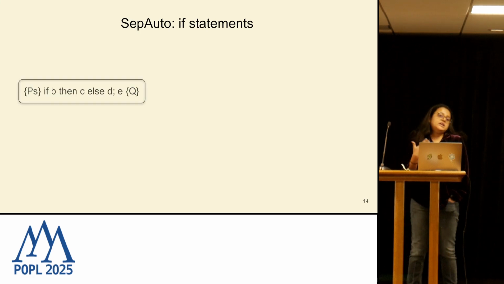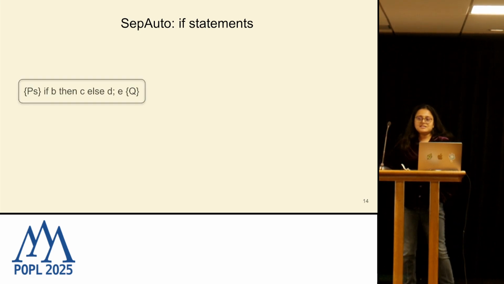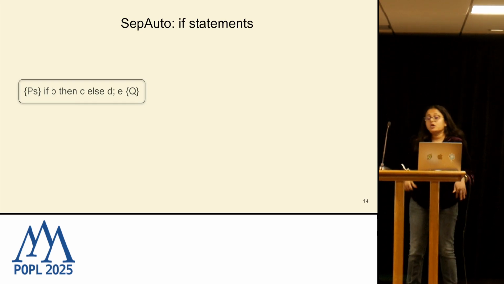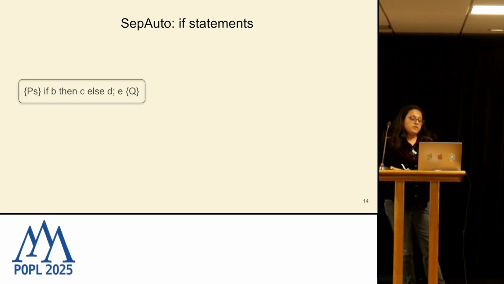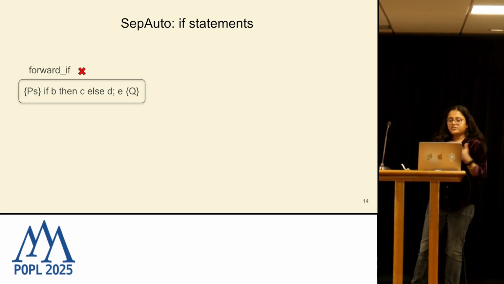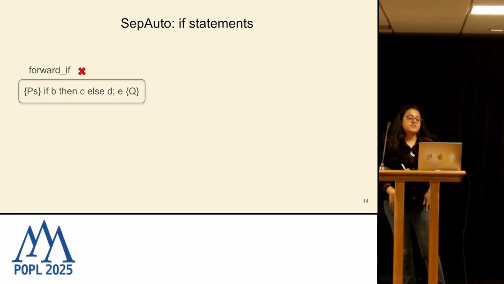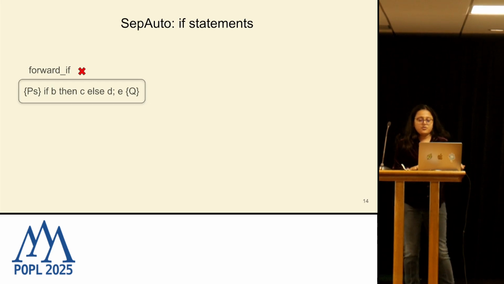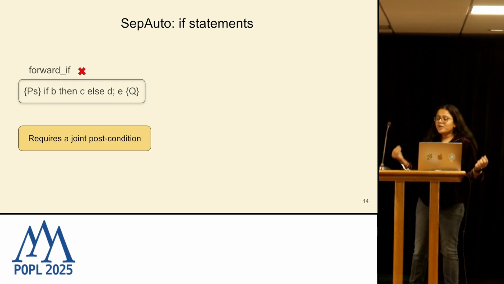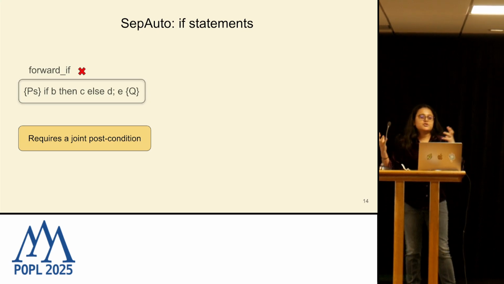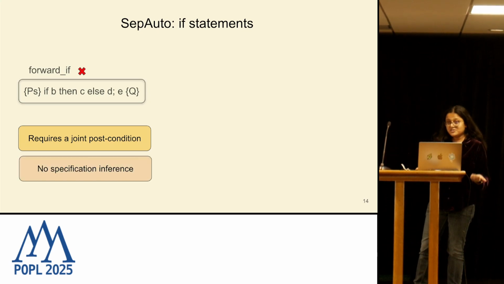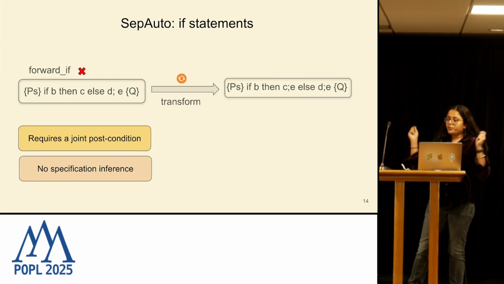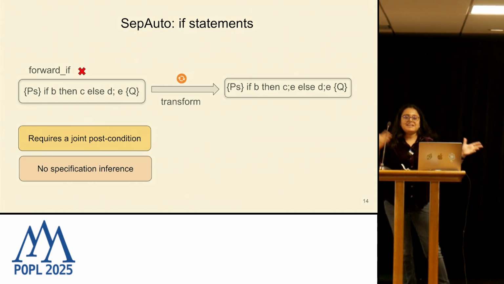So the first case is if statements. If there's an if then else statement which is followed by another statement, so here E follows the entire if then else block, VST uses a tactic called forward if to drive the symbolic execution forward. But if there is a statement following the if then else, it would require a joint postcondition. A joint postcondition is nothing but the specification of the two branches, but we don't want to do specification inference. So what we do is we transform the goal by pushing E into both the then and the else block.